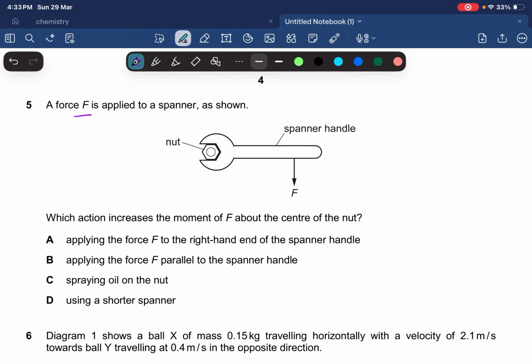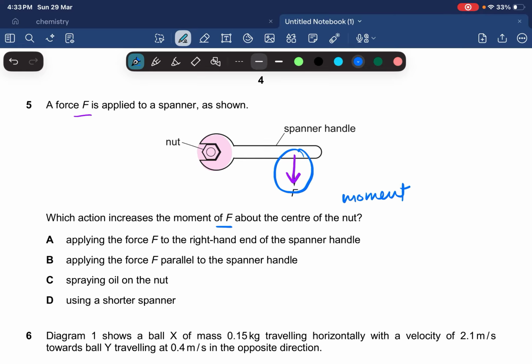So we have a spanner, and we are going to apply a force that's going to create a moment. This nut is going to be our pivot, because it's not going to move from here, and we're going to apply some vertical force downwards. Which action increases the moment of F about the center of the nut? Okay, good.